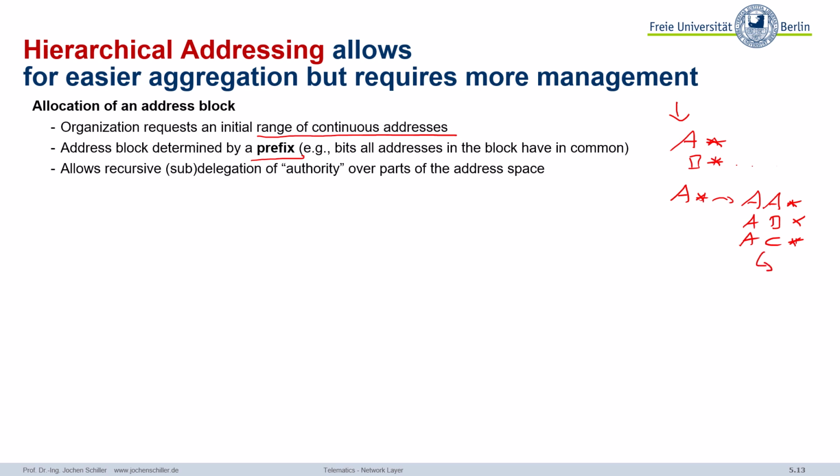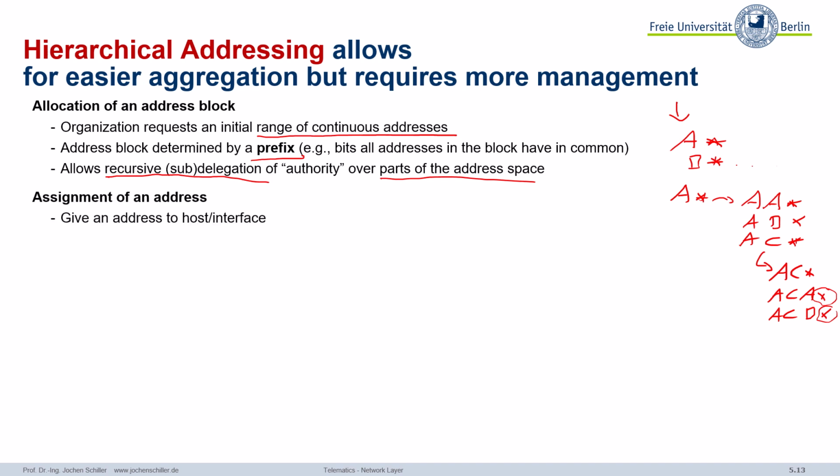And from this AC, maybe a university gets this and can say, okay, the ACA goes to math, and the ACB goes to chemistry, and then within chemistry and within math they can do something with their computers, with their addressing. This is what we will see for IP version 4 and IP version 6. So you can recursively delegate authority over parts of the address space. That's the idea. And then sooner or later you have to assign the address to an interface.